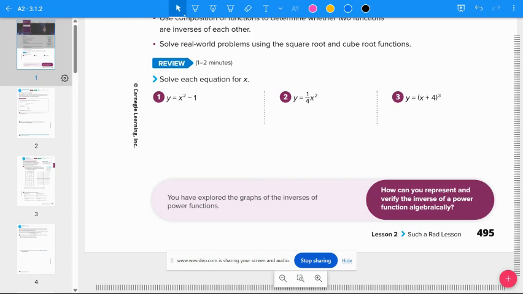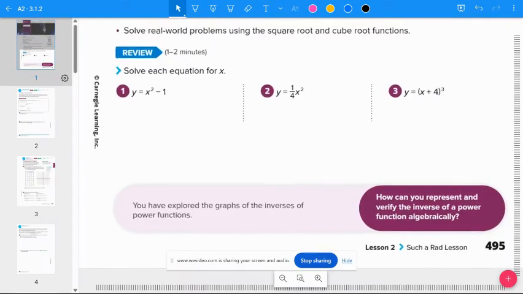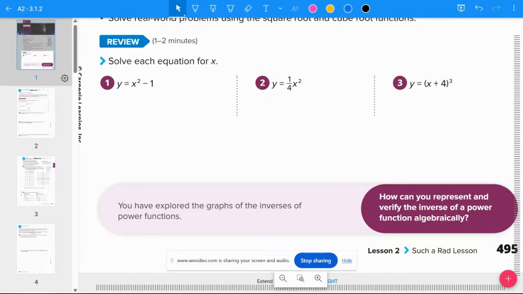So as a warm-up, we have these three. It says solve each equation for x. So number 1, number 2, and number 3, you should be able to do, honestly. So pause the video, practice right now in your own workbook, press play when you're ready to see them worked through as the answers.